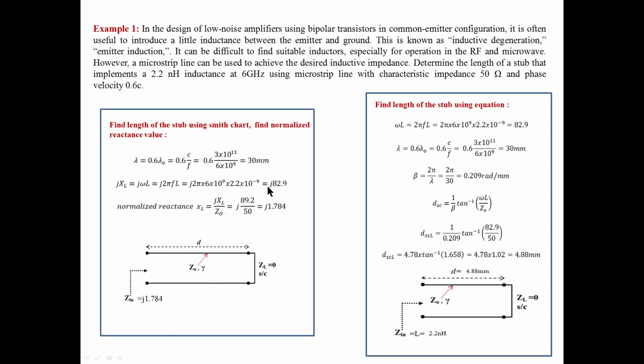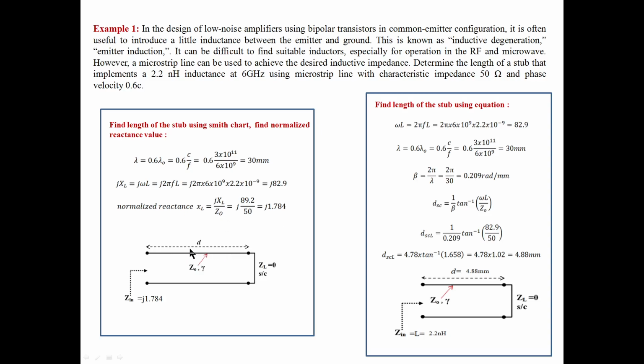But we are using a Smith chart to calculate the distance. So you convert this reactance into a normalized value. Normalized means divide by 50. Okay, so that is 1.784 normalized reactance. What normalized reactance I needed? 1.784. Okay, this value of reactance I needed. So what we have to do to get the distance? What must be the distance?